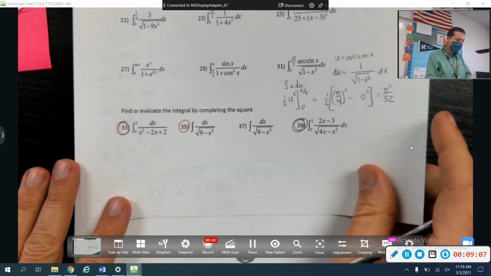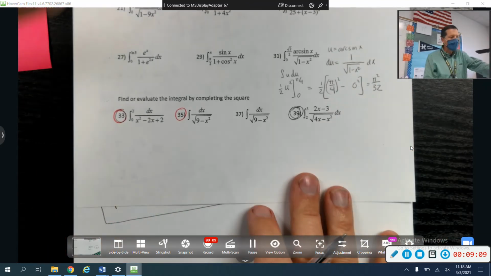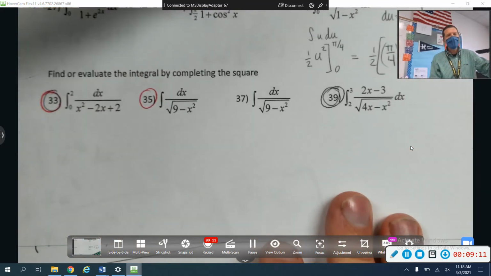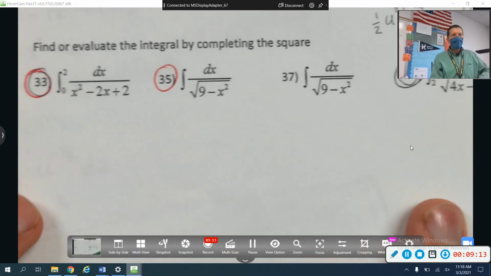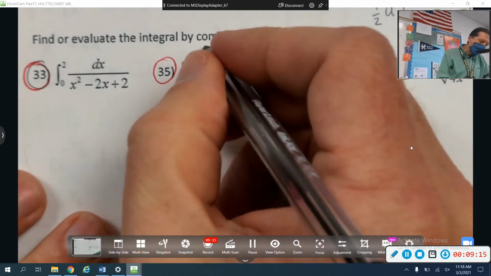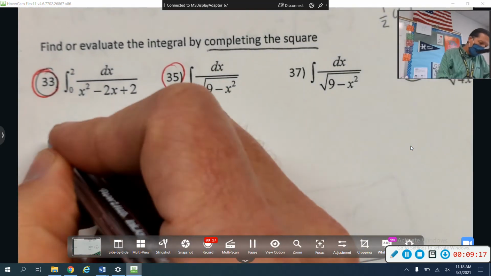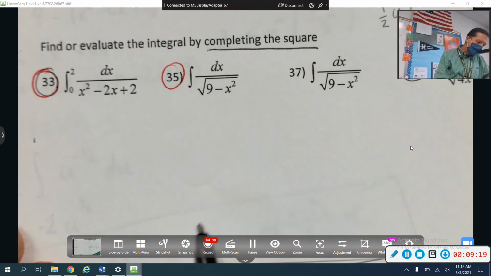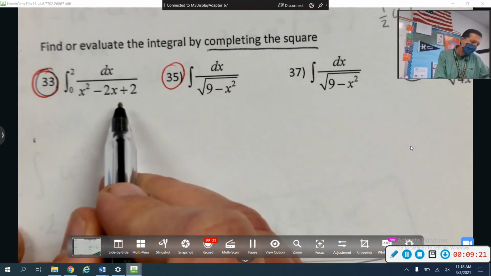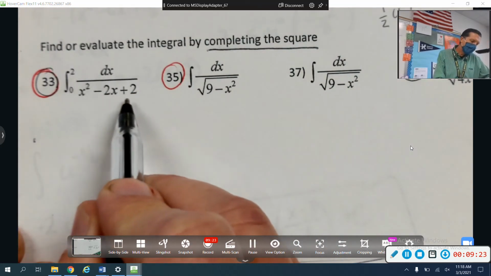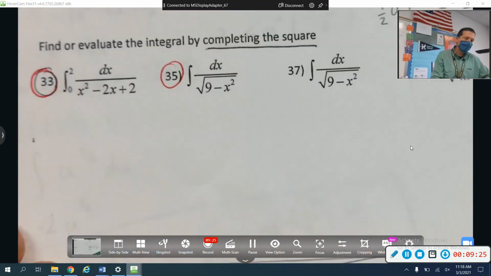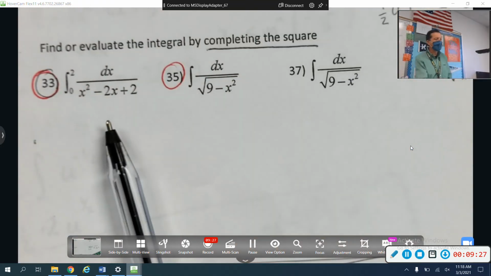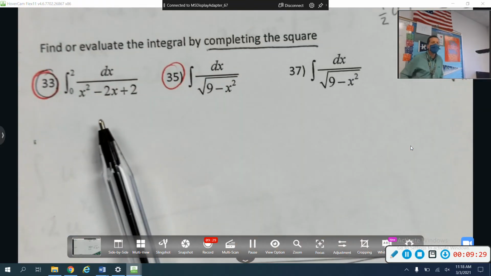Let's do 33, speaking of potentially tricky ones. Evaluate the integral by completing the square. We haven't done that in a long time. Okay, let's look at our goal in mind here. What do you think we're headed for? Like which antiderivative are we headed for in number 33? Do you guys know?